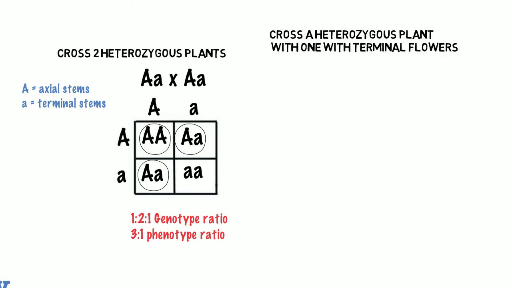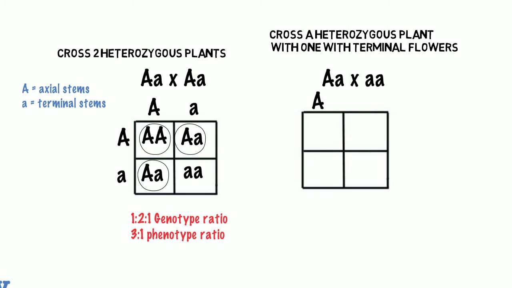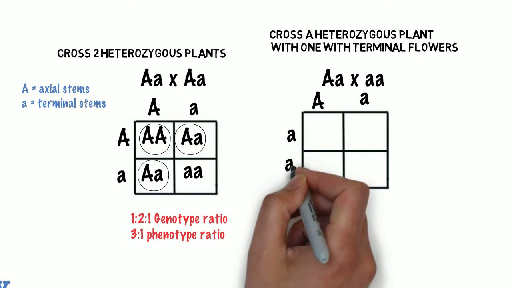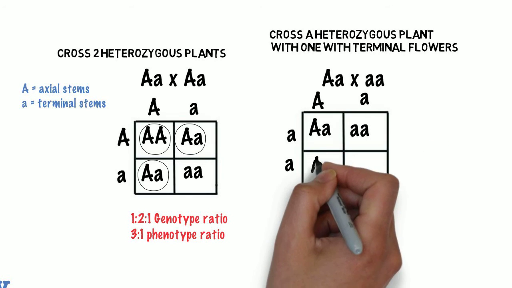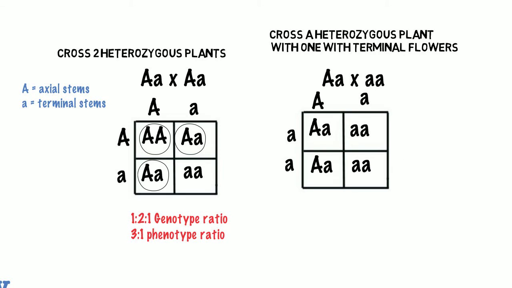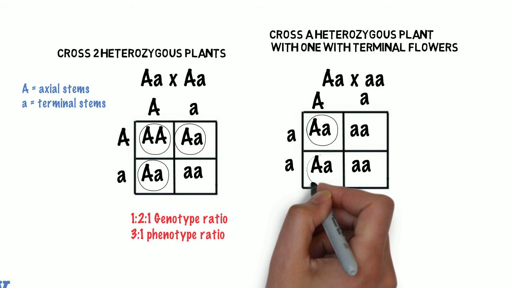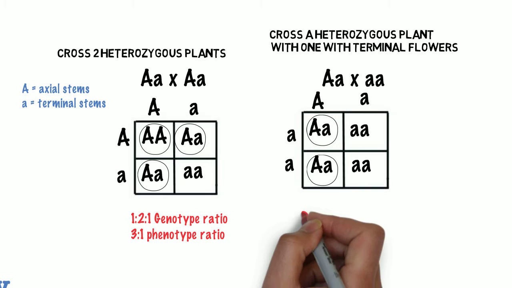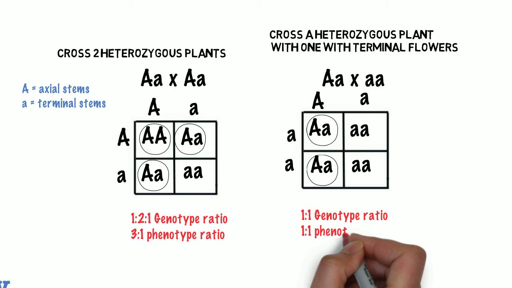Now, what happens if I cross a heterozygous plant with one with terminal flowers? So that's big A little a times little a little a. There's my Punnett square. This time, notice that one plant can make big A and little a in the gametes. The second one can only make little a alleles. So big A little a, little a little a, big A little a, little a little a as I fill in these squares. Here we're going to have a 1-to-1 dominant to recessive genotype and phenotype, where one half of the plants would have axial stems and the other half would have terminal stems, or terminal flowers.